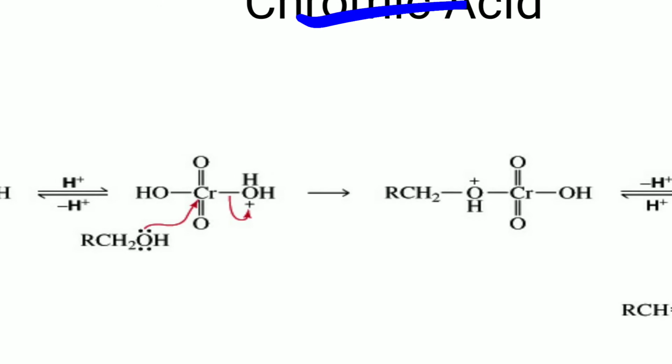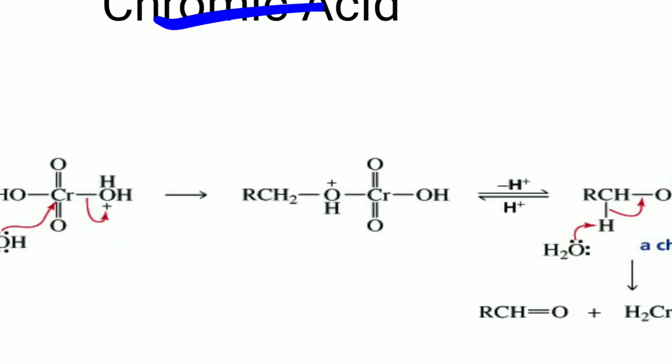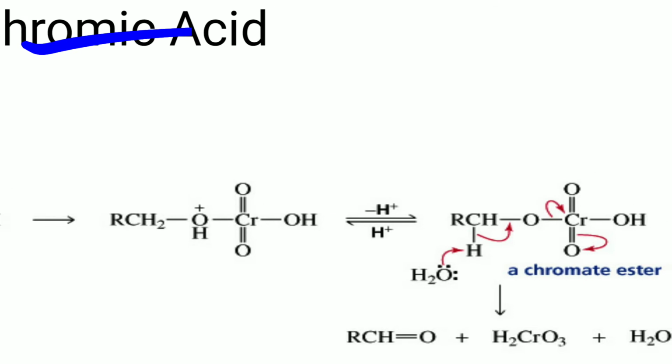Then this RCH2OH is attached to the chromate compound. Here the oxygen has a positive charge, and for stabilization this H plus gets removed, and there is a formation of a compound like this. Then you can see here this water molecule. This water molecule has oxygen, and oxygen has a lone pair of electrons which abstracts the proton of the alcohol. At the same time, the electrons abstracted by this oxygen form the CH double bond O.